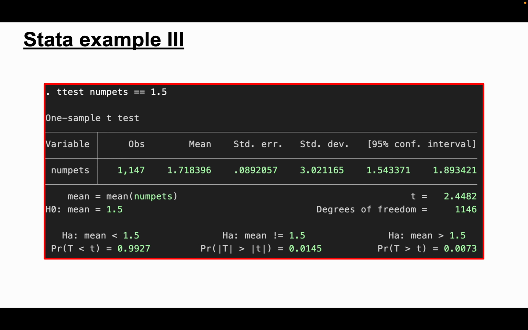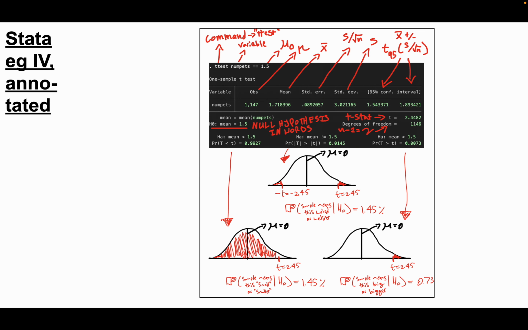So what's going on here? What does this tell us? Well, check out this handy annotated version on the next slide. You can see my somewhat sloppy hand annotations here. T-test is the command. We just write that. Then we write the name of the variable, two equal signs, because remember that double equal signs are required for evaluation in computers. Single equal signs are assignment. It does not make sense here to assign numpets the value of 1.5. We actually could do that. We could write replace numpets equal 1.5, but what that does is give everyone the value of 1.5, which we do not want to do. This here is our null hypothesis mean, or mu naught.